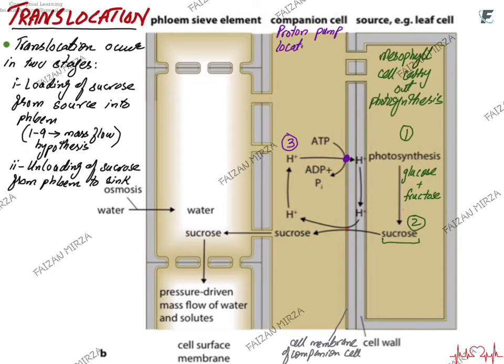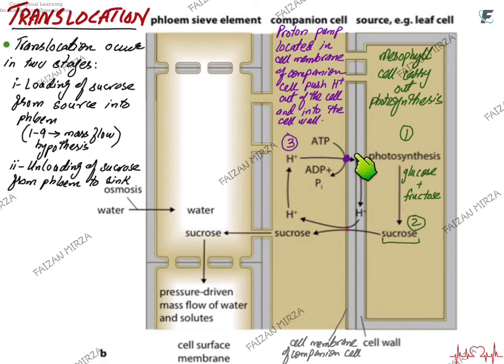So the third step is that there is a transmembrane protein here, which is the proton pump, the H+ pump. It is located in the cell surface membrane of the companion cell, and this proton pump allows the H+ ions to move out of the cell by active transport. This is breaking the ATP into ADP and Pi, and the energy is used to move H+ ions out of the cell, and from the cell membrane it goes into the cell wall, which is the adjacent cell walls of the 2 cells right here, at that point.